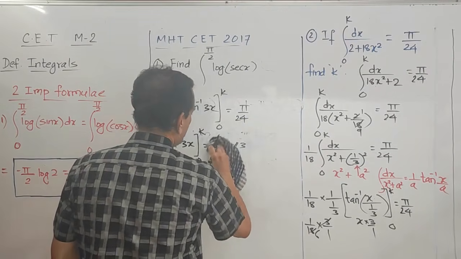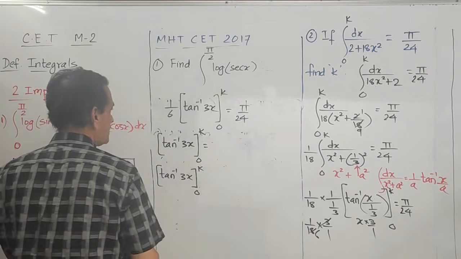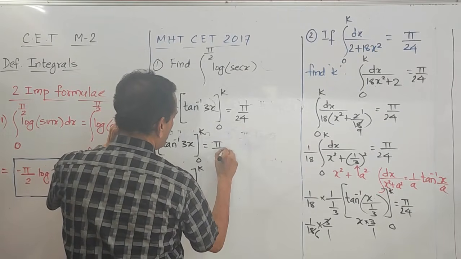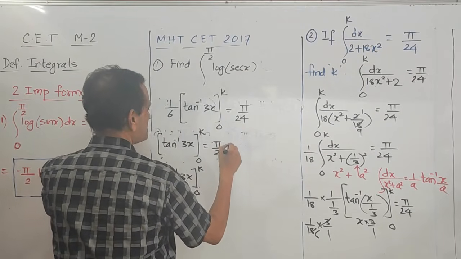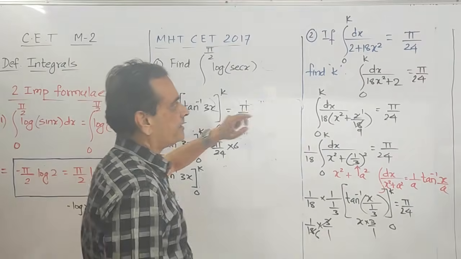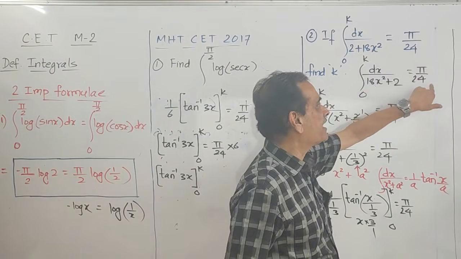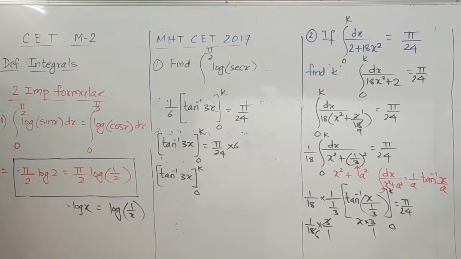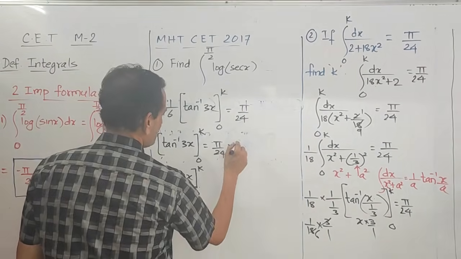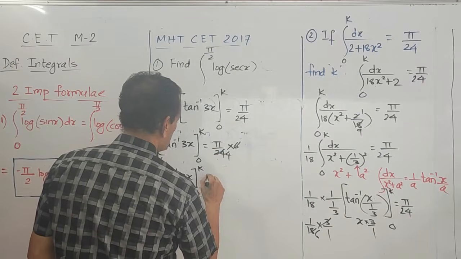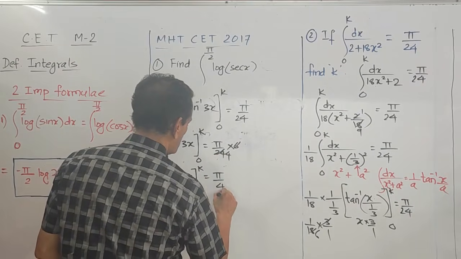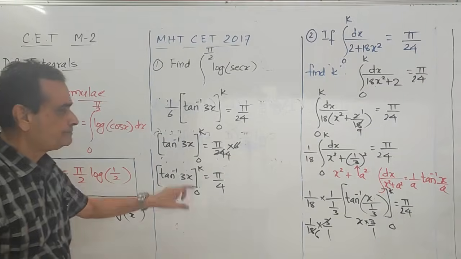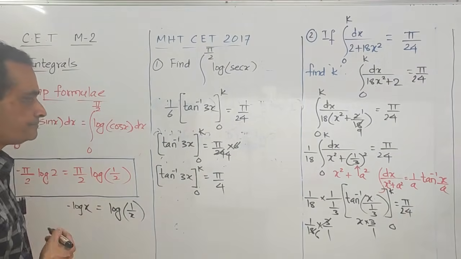So let's see what we get. 6 goes on the other side. Pi by 24 into 6. By mistake I had written pi by 4 here. Pi by 4 is what is going to come now. So 6 4s are 24. That is pi by 4. 0 to k. Clear?